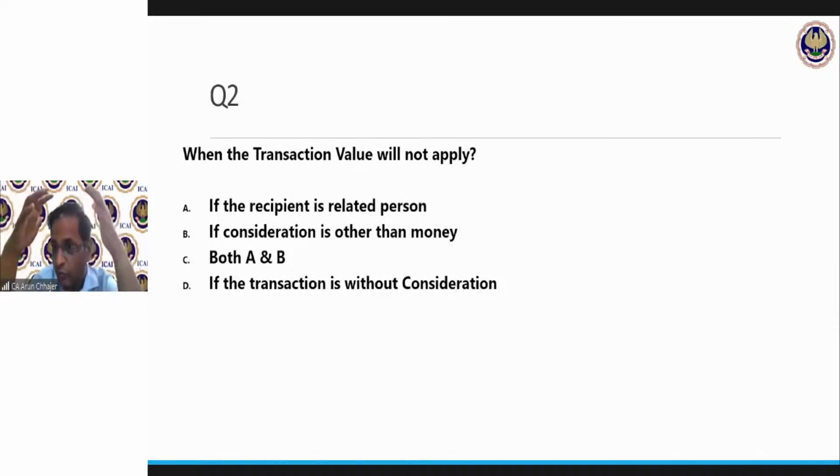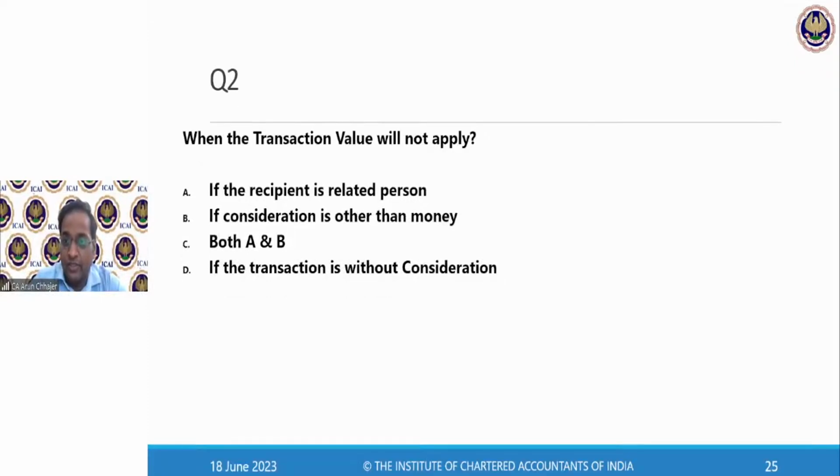What is the right answer for this question then? Sir, in Section 15 subsection 1 we have discussed that transaction value will be accepted, but under two conditions: the recipient should not be related, and the consideration should be in money. If it is related, not acceptable. If it is other than money, not acceptable. So the right answer is both A and B.